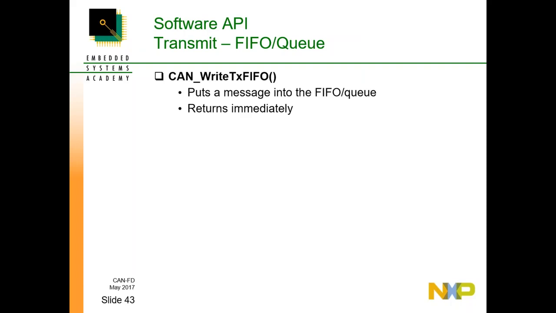Calling write txFIFO transmits using the FIFO or a queue, and passed is the message to transmit, which is then placed into the FIFO or queue, and the function returns immediately. Transmission will then occur according to the rules of the CAN controller. The function will return a failure code if the FIFO or the queue is full.